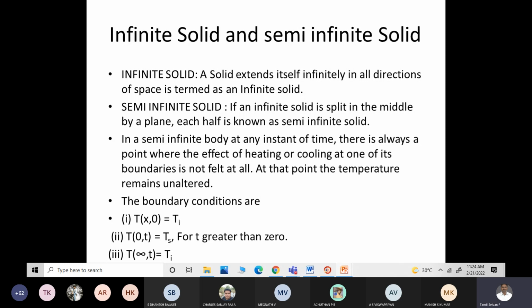Infinite solid, we know, is a solid that extends infinitely in all directions of space. A semi-infinite solid is nothing but an infinite solid split in the middle by a plane, and each half is known as a semi-infinite solid. In case of a semi-infinite body, at any instant of time, there is always a point within the body where the effect of heating or cooling at one of its boundaries is not at all felt.